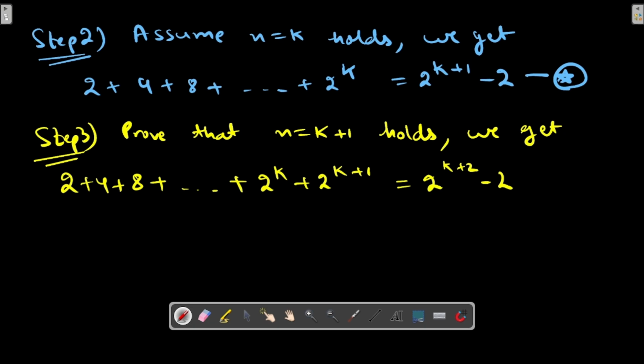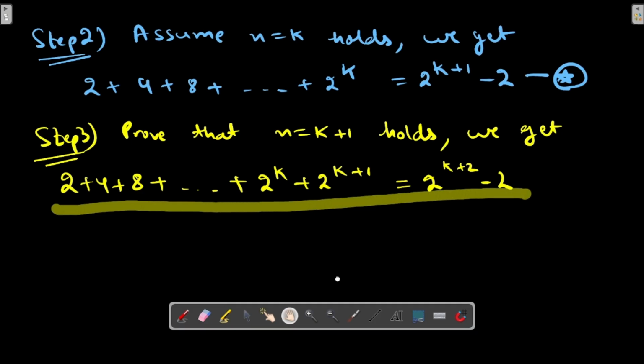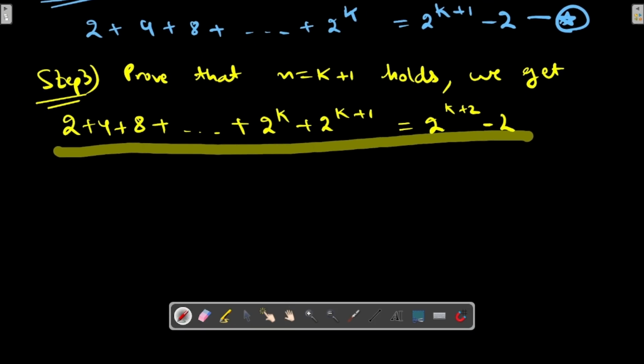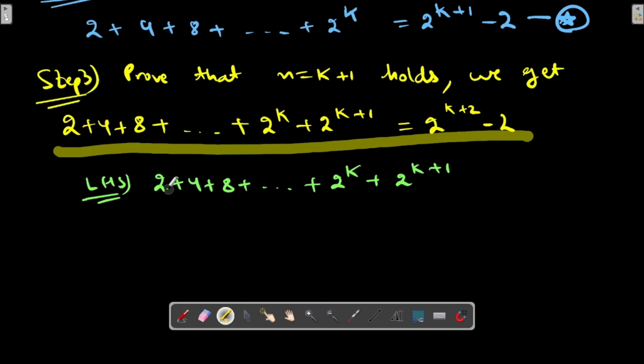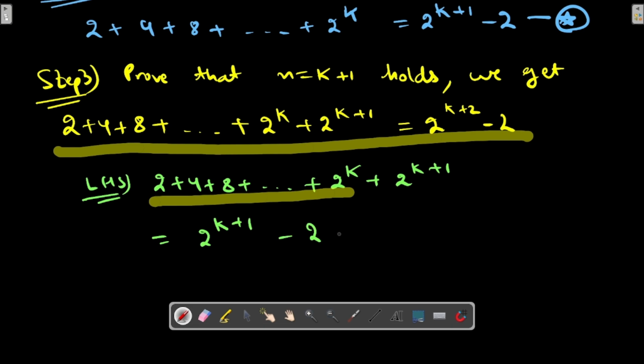Let's start from LHS. And writing this line is mandatory. You're declaring what you want to prove. It's mandatory, else you will lose your points. Now let's focus on LHS. So 2, 4, 8, and so on, 2 to the power of k, 2 to the power of k plus 1. You have this, right? Now till k, can I pick it from star? What is its value? 2 to the power of k plus 1 minus 2 plus 2 to the power of k plus 1.